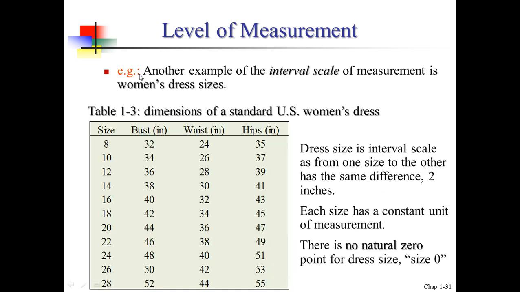This is another example of interval scale measurements, referring to women's dress size. There are 3 sizes that measure women's dress: bust, waist, and hips. From size to size, there is a two number difference. For example, size 8, size 10, size 12, 14, 16, something like this. In terms of bust, waist, and hips, also 2 difference as well. So you can see the same gap, and it's ordered here. Dress size is an interval scale as from one size to the other has the same difference, 2 inches. Each size has a constant unit of measurement. There's no natural 0 point for this one.